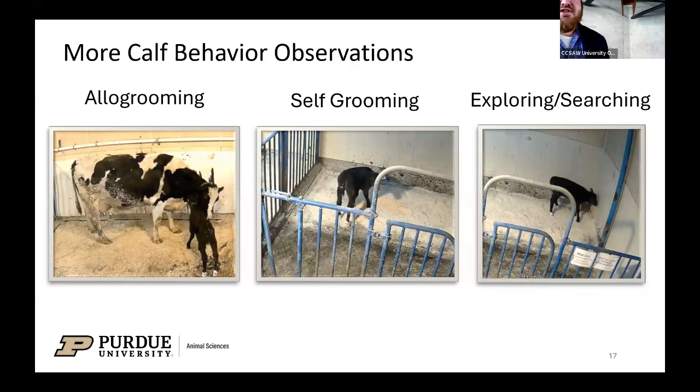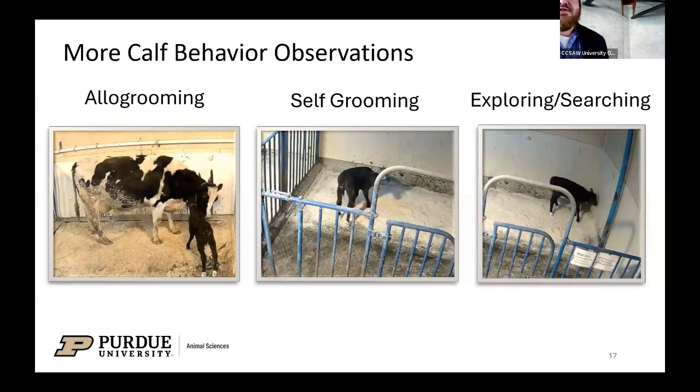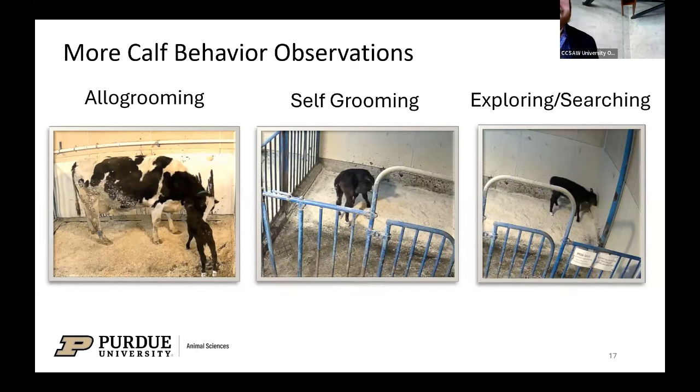For more of the calf, we looked at allogrooming, where the calf's tongue was in contact with the dam. Self-grooming, where the calf's tongue was in contact with itself. And exploring or searching, where the calf's nose was within 5 centimeters of one of the 5 solid planes of its environment.